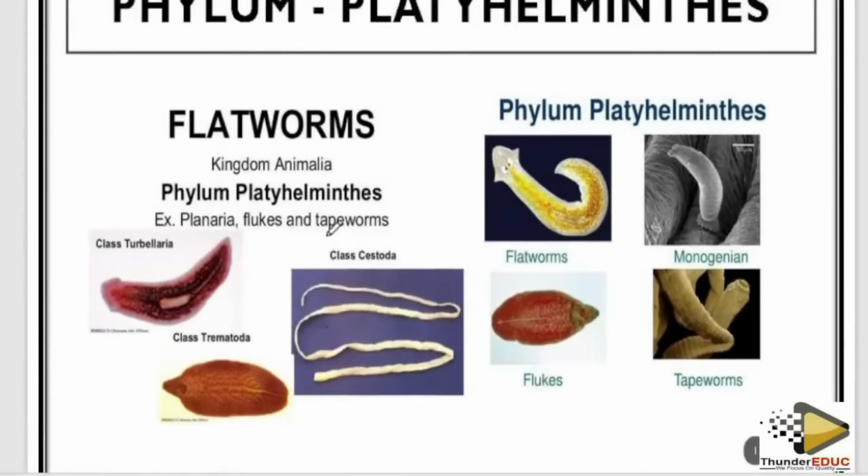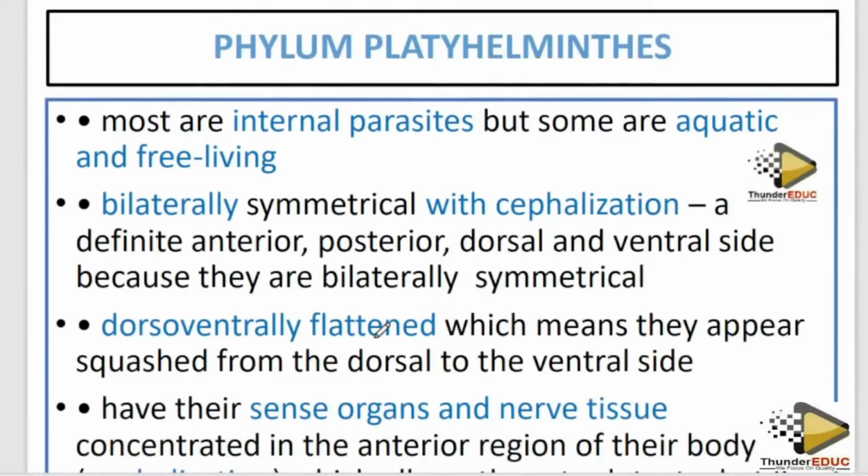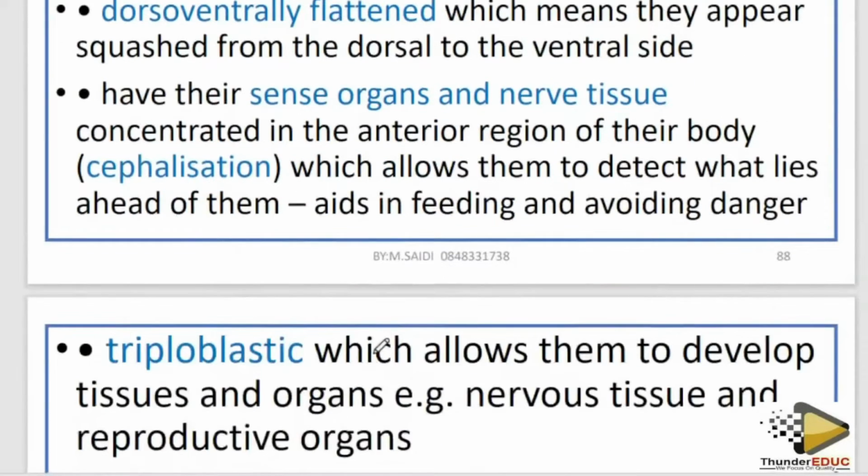So all these ones, because they have a developed head, they have the eye. It means that they have bilateral symmetry, and they are cephalized. Bilateral symmetry, and then they have a cephalization. Dorsoventrally flattened, it means that your body is flattened, just to increase the surface area.